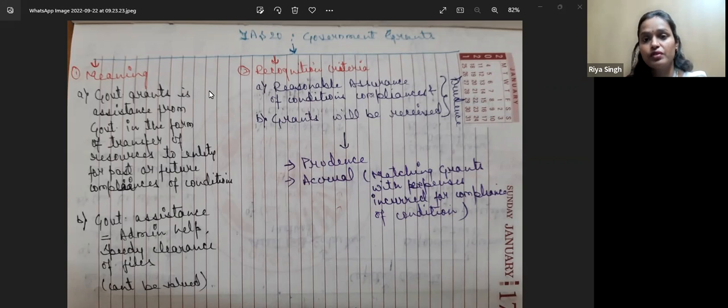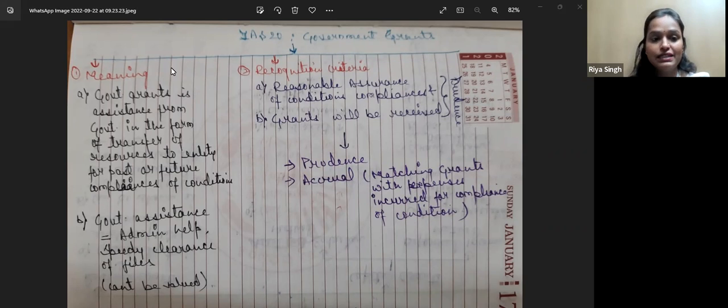Basically, what are government grants? If you are getting any help from the government in clearing your files and all, or if you are getting assistance from the government in the form of any fixed asset or in the form of any cash, all these will be your government grants. If you are getting any help or relief from the government regarding your business.